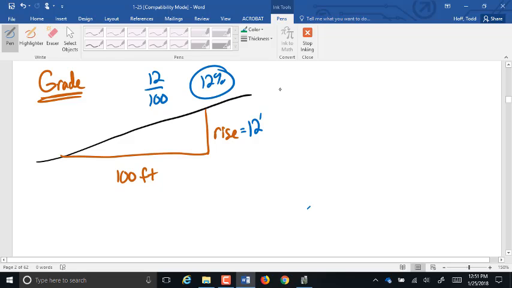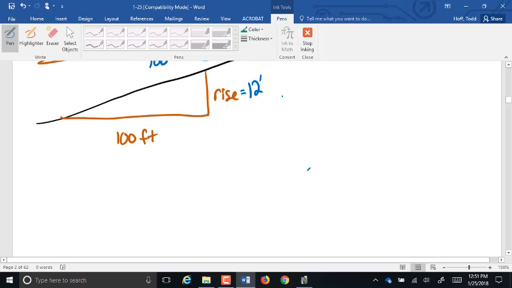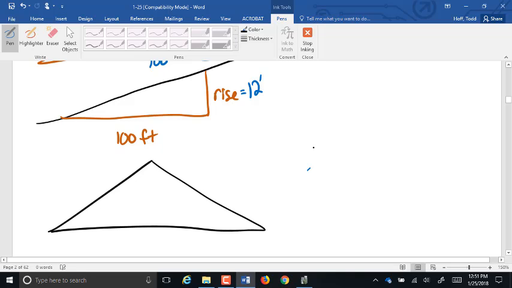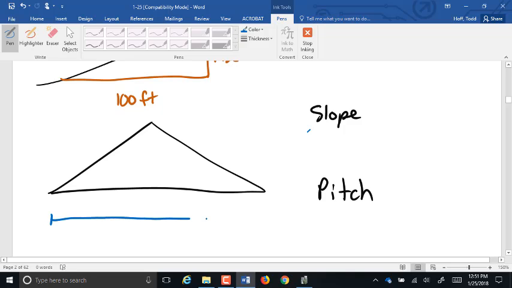One that's going to be pretty important for you guys in woods. Actually, two of them I'll bring up here. Slope and pitch. Do you guys know the difference between slope and pitch? What's that? Well, let's say that we have this roof here. We're going to give it a span of 24 feet to make this easy on us, and a height of 6 feet.